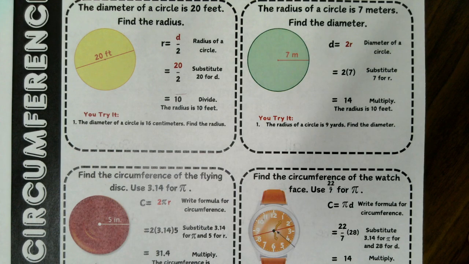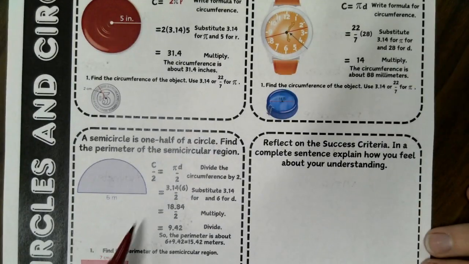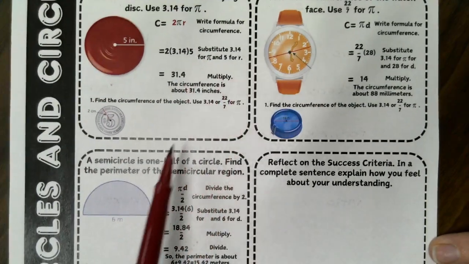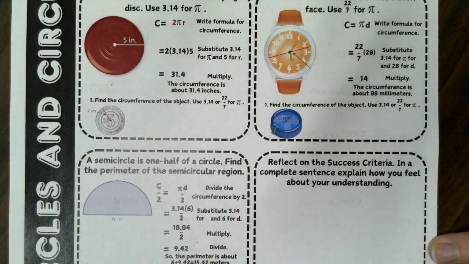And this one, you're going to use 3.14 for pi to find circumference. This one, you're going to use 22/7 for pi to find circumference. And here, you're going to find the semicircle. So read through the guided practice that I have here on the page and give it a try for each one of those sections.